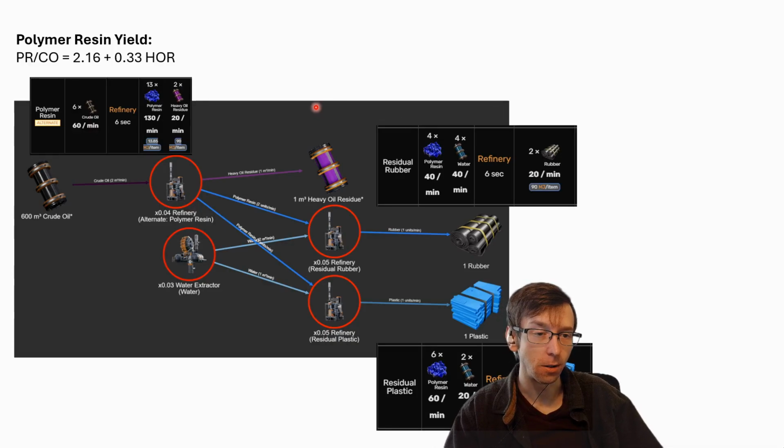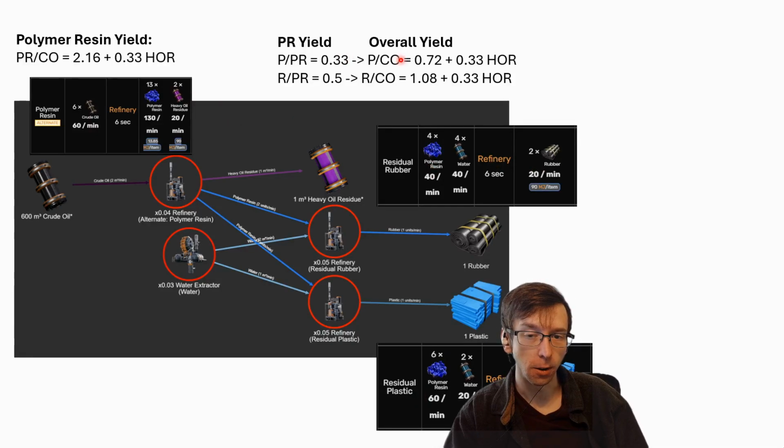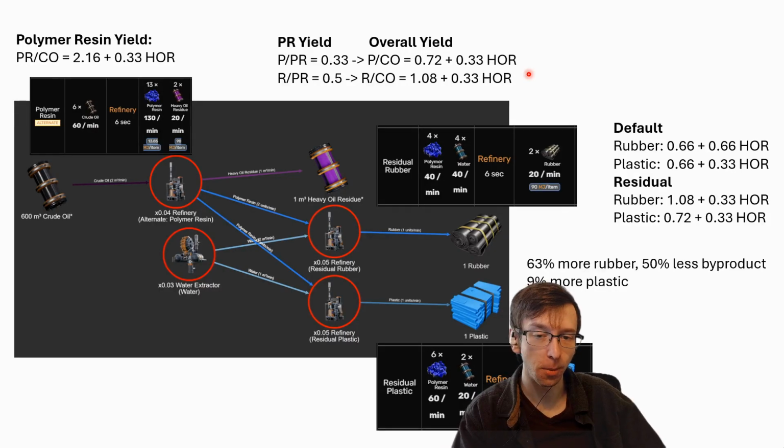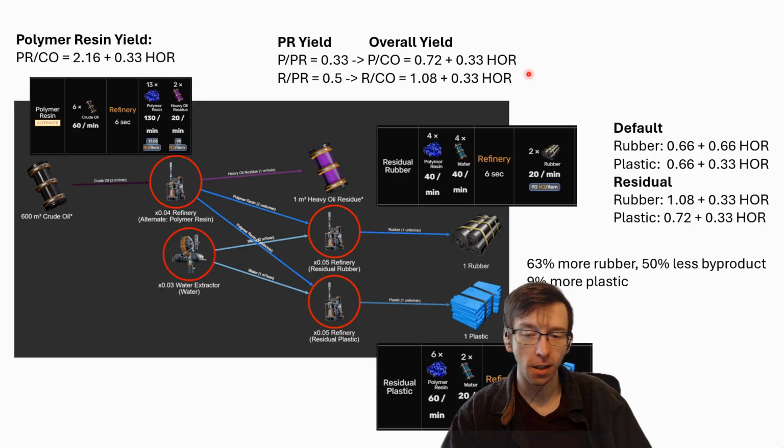Alternate recipe. You make polymer resin on purpose, and then you make polymer resin into residual rubber and residual plastic. You still have heavy oil residue to deal with, but you get way more rubber and way more plastic out of it. And then your overall yields go to 72% and 108%. And you have less byproduct. Cool. That's 63% better rubber. So if you need rubber, it's totally worth doing this. It's only 9% more plastic, so it's not really worth setting all that up for plastic.